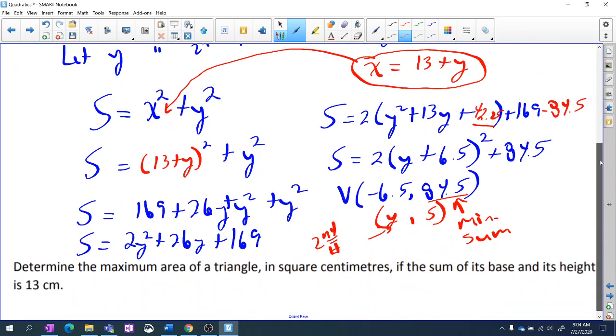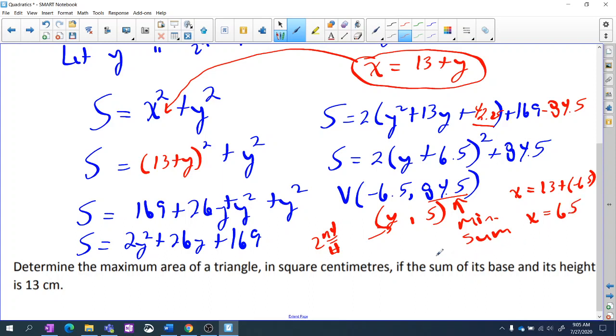So I got one of them. One of them is negative 6.5. So students say, well, how do I get the other one? It's right up here, look. x is the other number. Well, x is always equal to 13 plus the y value. So if the y value is negative 6.5, x is 13 plus a negative 6.5, which would give me positive 6.5.